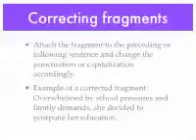How to correct a fragment. Attach the fragment to the preceding or following sentence and change the punctuation or capitalization accordingly. Here's an example of correcting a fragment. Overwhelmed by school pressures and family demands, comma, she decided to postpone her education. I believe the original had the fragment at the beginning of the sentence. Overwhelmed by school pressures and family demands, period. She decided to postpone her education. That was a mistake.